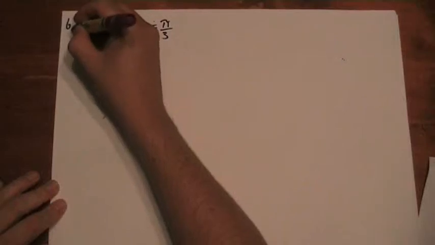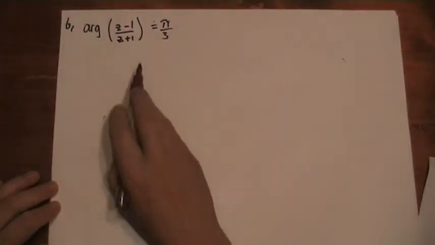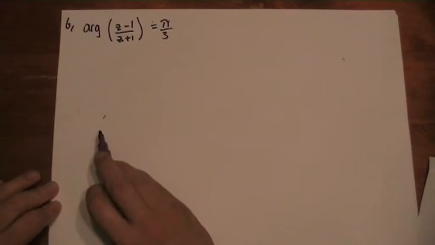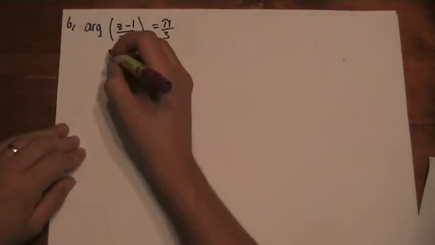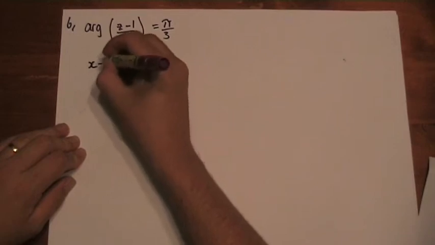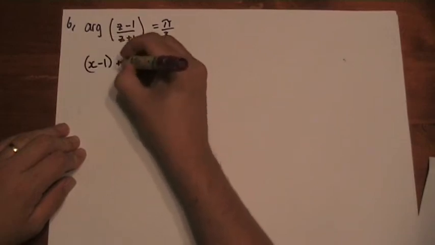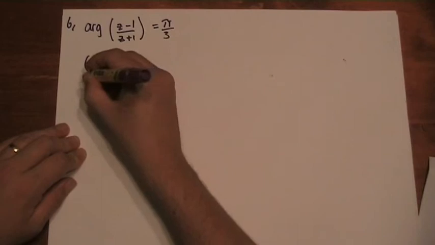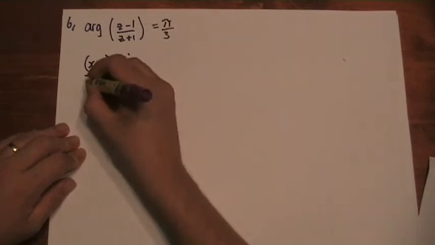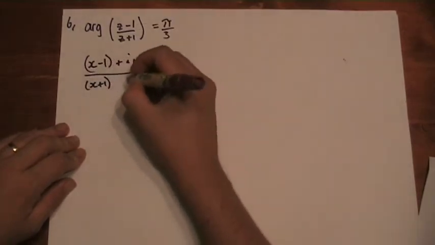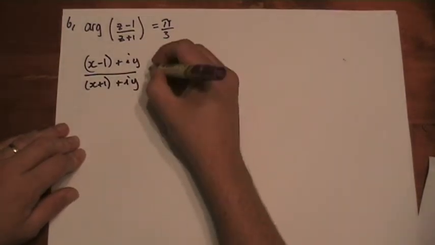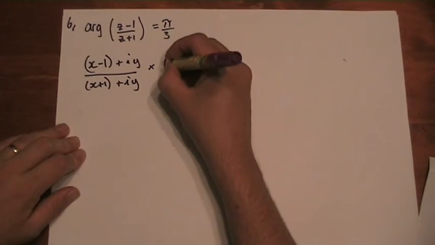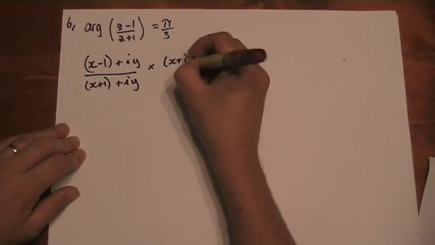is equal to pi on 3. First I need to explore this number a little bit more in here, so I'm going to let z equal x plus iy. That means z minus 1 is going to be x minus 1 plus iy, and z plus 1 is going to be x plus 1 as the real parts, plus iy. I'll realise the denominator, so I'll multiply by the conjugate of the denominator.